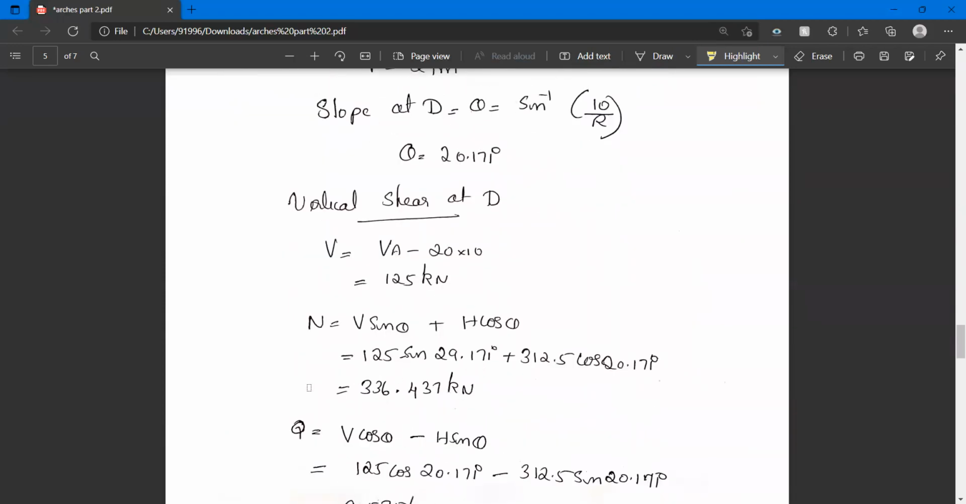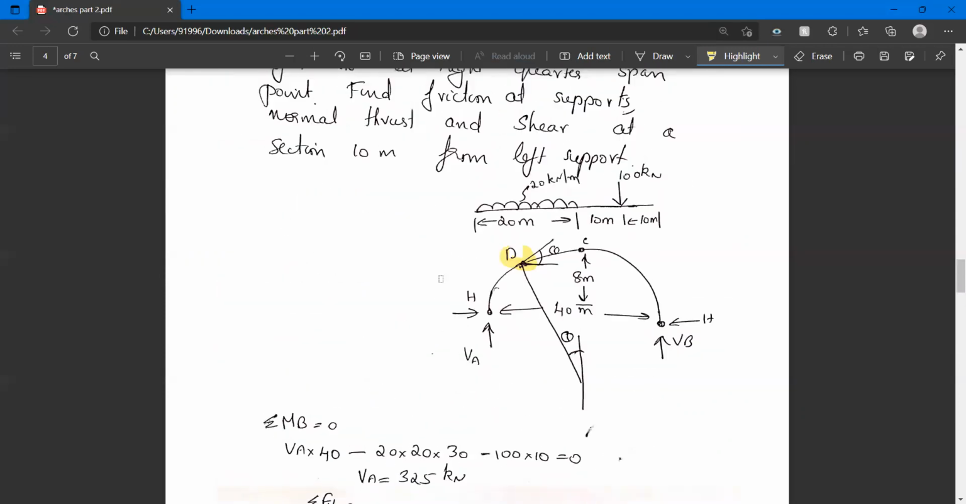Now we will find N and Q. For that, you know the equations. N is equal to V sin theta plus H cos theta and Q is equal to V cos theta minus H sin theta. What is V? V is the shear force at the required point. How can we find the shear force? Shear force is the summation of forces till the section, either from the left or from the right.